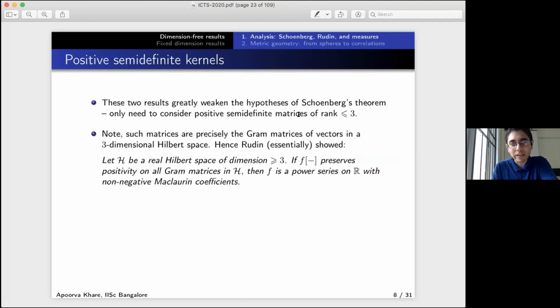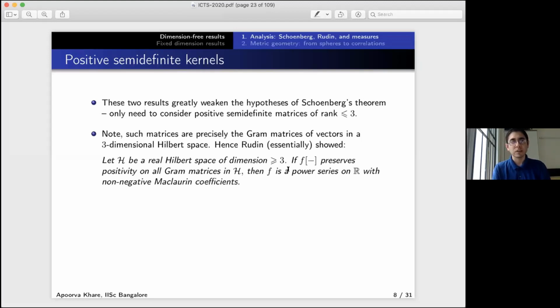Now, there's one more characterization of such matrices. Positive matrices are Gram matrices, meaning you can choose a certain number of vectors, and the entries of these matrices are the set of inner products of these vectors. So if the matrices have rank at most 3, then they can all be recovered from inner products of vectors in a 3-dimensional, 4-dimensional, or any higher dimensional space. And so what Rudin really was showing is that if you take a Hilbert space of dimension at least 3, and F preserves positivity on Gram matrices, then F must be a power series with non-negative coefficients.